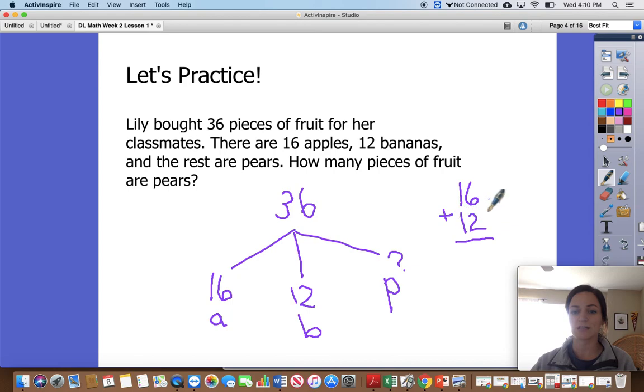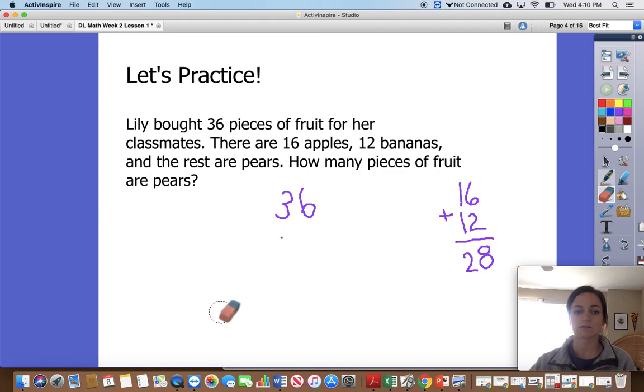Okay, so I'm adding them together. Add my ones first. 6 plus 2 is 8, and 10 plus 10 is 20. Okay, so I know that 28 of these pieces of fruit are apples and bananas, and then I know the rest of it is pears. Okay, so I actually could draw a math mountain now that I only have 2 different add-ins. Okay, I'm going to erase that. Now you don't have to erase yours, this is just the way I'm thinking through it, but we'll look at another way too. So 36 total pieces of fruit. I know that 28 of them are apples and bananas, and the rest are pears.